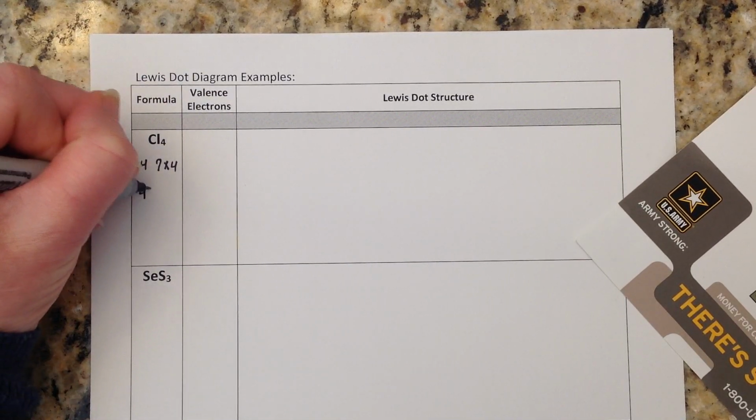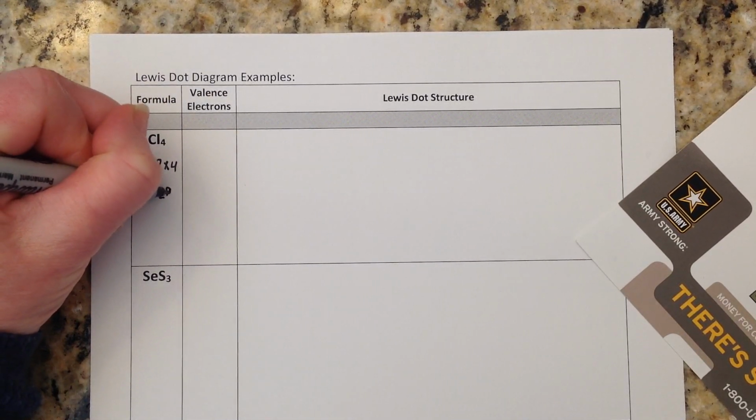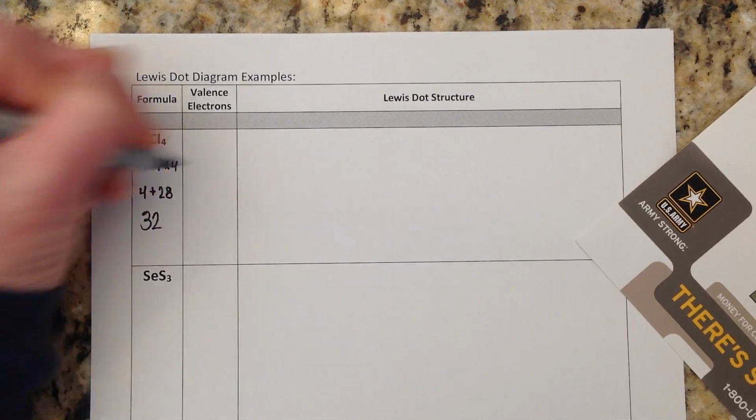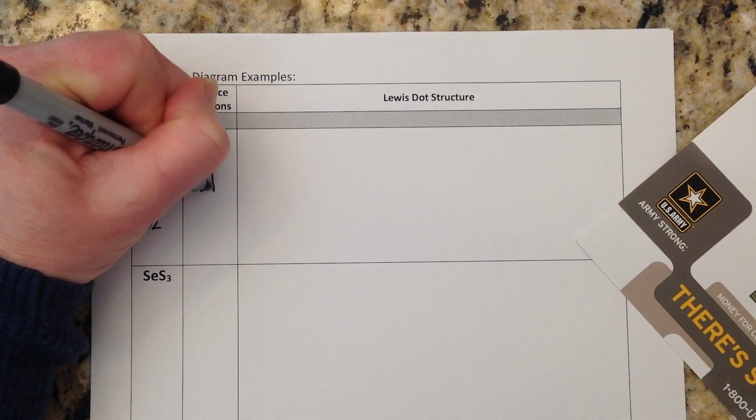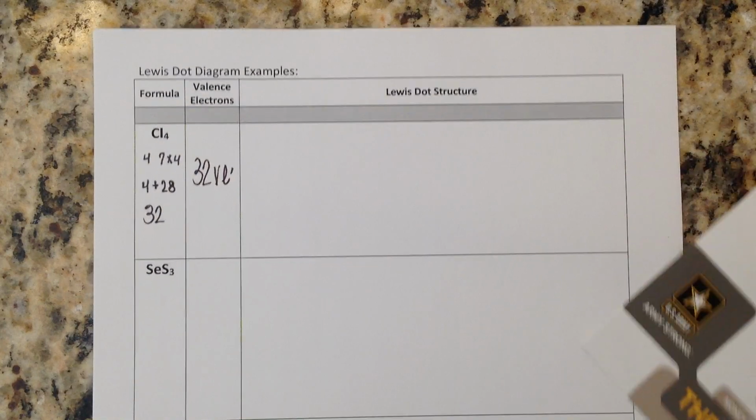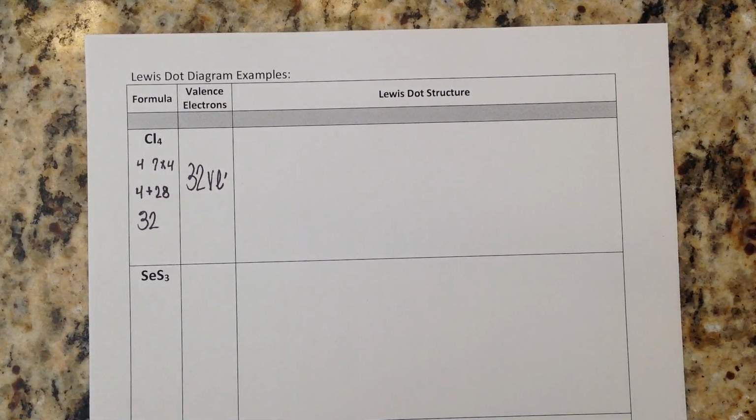So we're going to have to multiply that. We're basically adding 4 plus 28, which is going to give me 32. So I have 32 valence electrons. I think it's important to write that down because that's your budget. You have to use all of those electrons to glue this thing together and then to finish it.